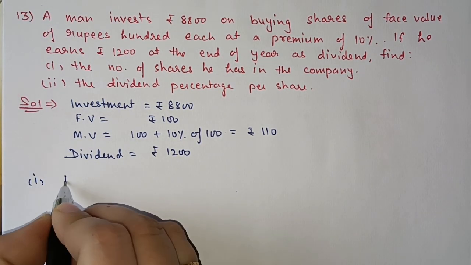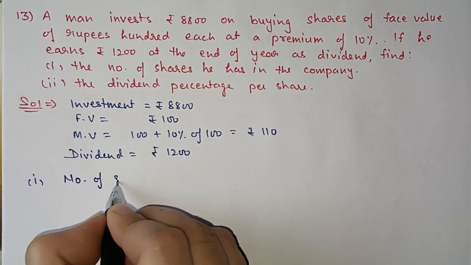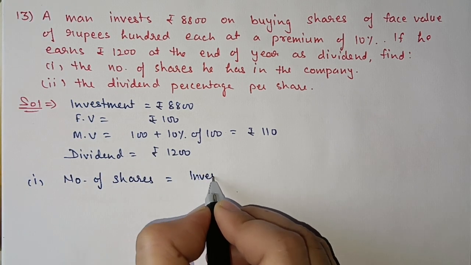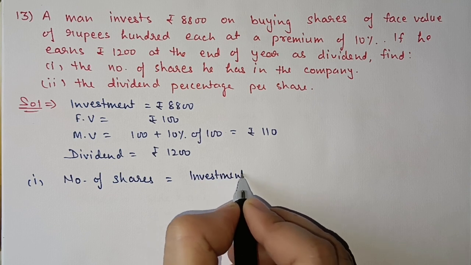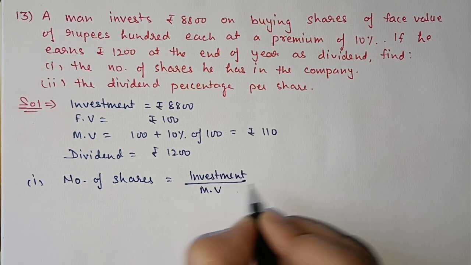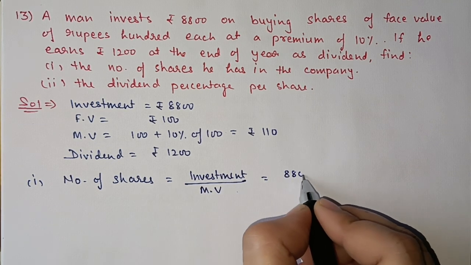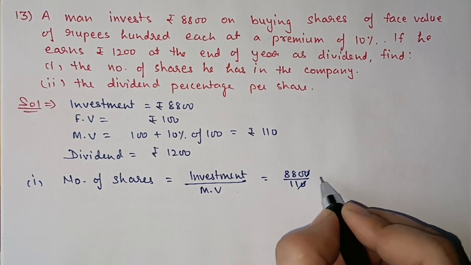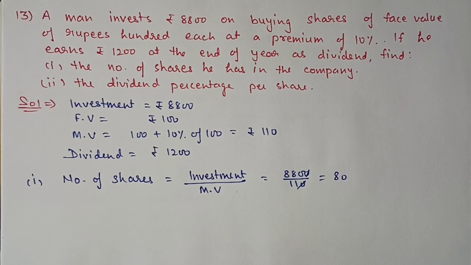So number of shares is equal to investment by market value. Investment is given 8,800 rupees. Market value is 110 rupees. So here we got 80 shares.